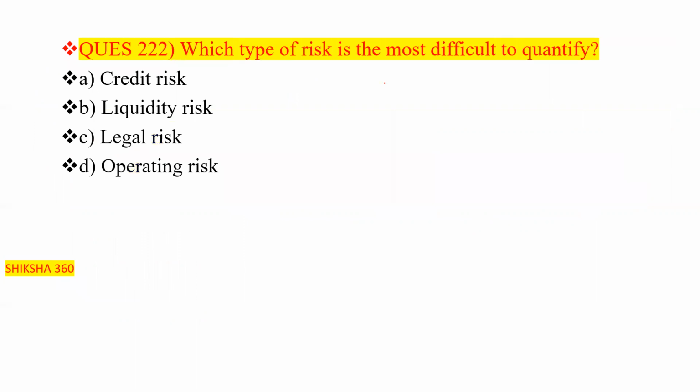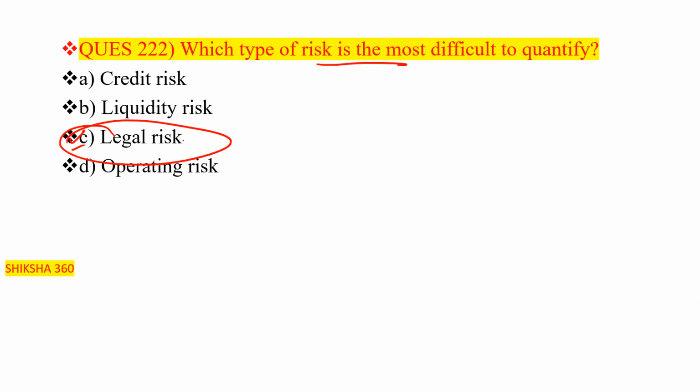Now move to the next question. Which type of risk is the most difficult to quantify? Credit risk, liquidity risk, legal risk, operating risk. Option C is the correct answer here, that is the legal risk.